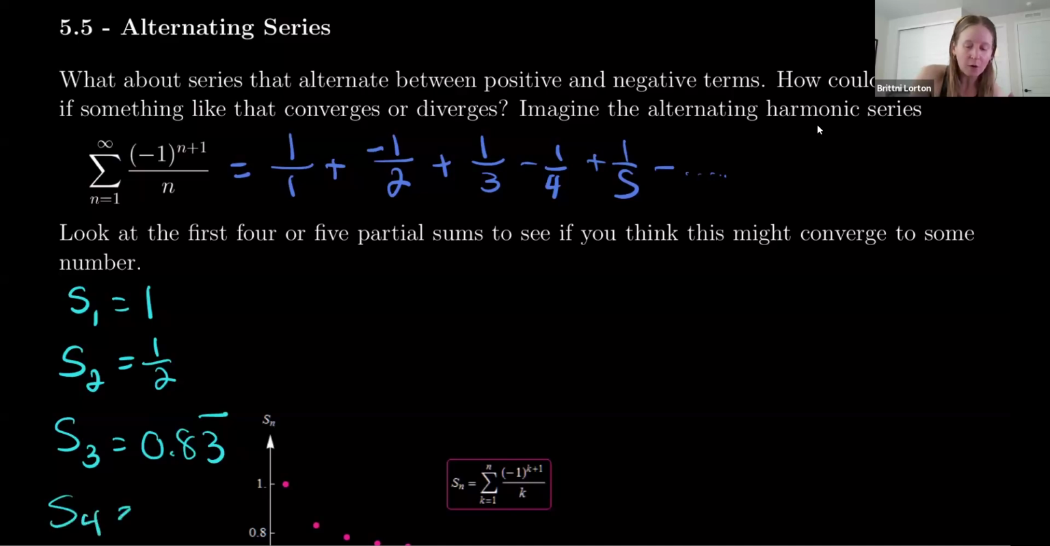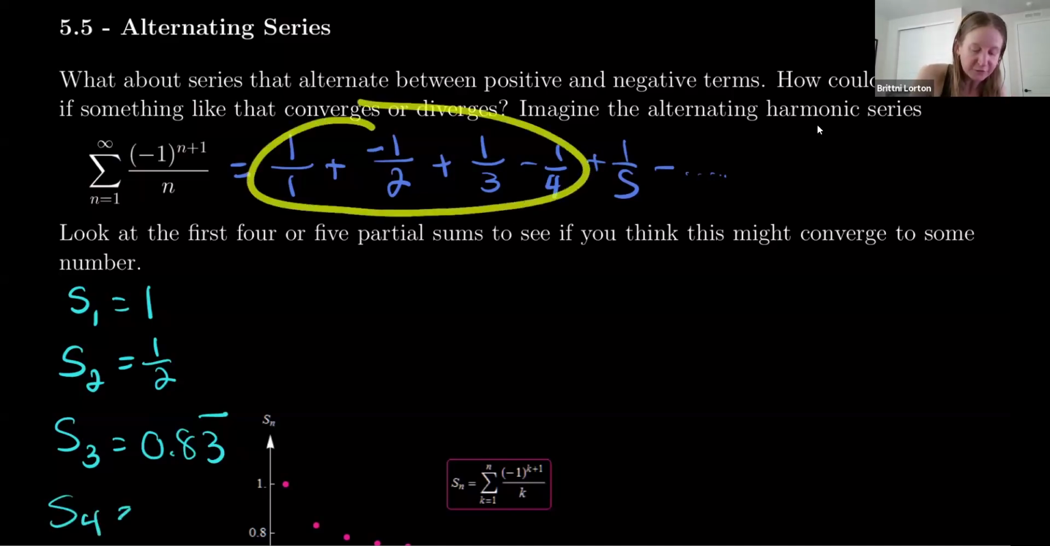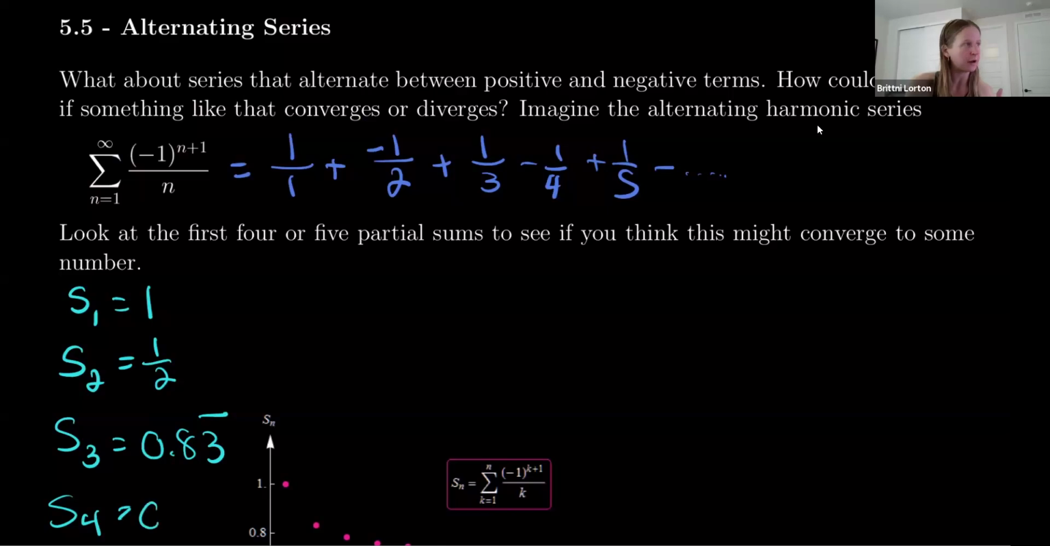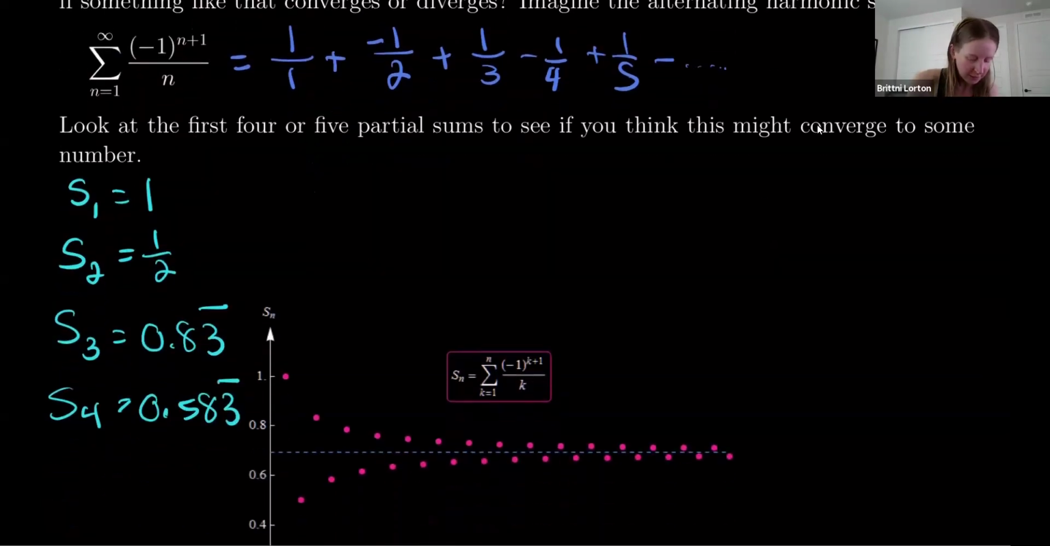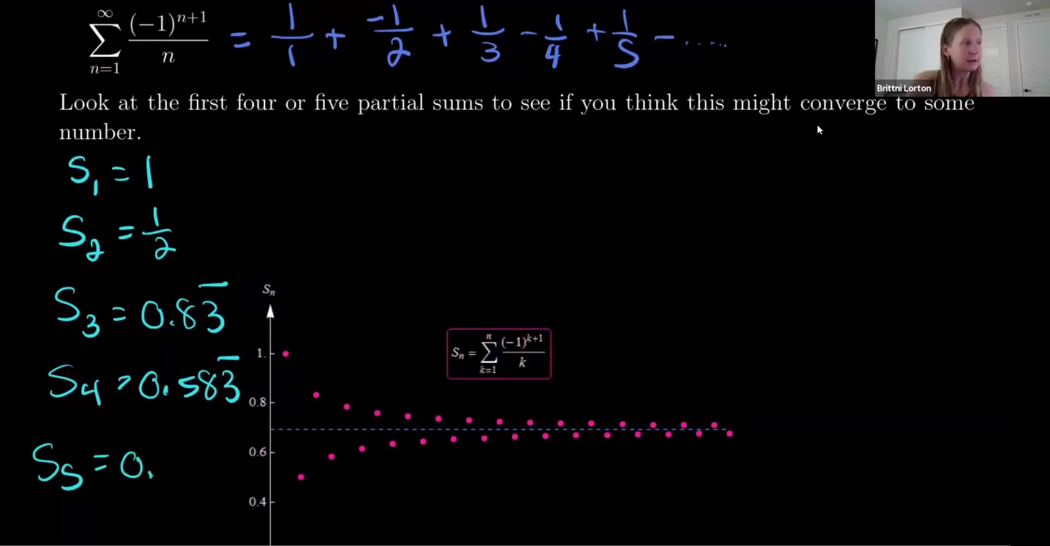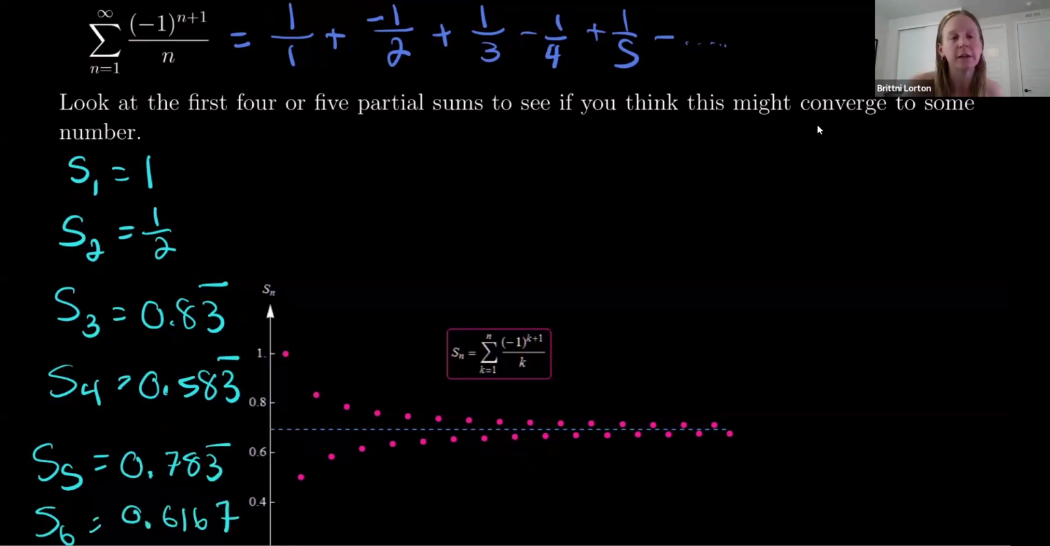And then S sub 4 would be the sum of the first 4 terms, and using my calculator I got 0.583 repeating. And I'll do another one, why not? S sub 5 would be the sum of the first 5 terms, and I have that one as 0.783, and S sub 6 was 0.6167, and of course we can continue on forever.